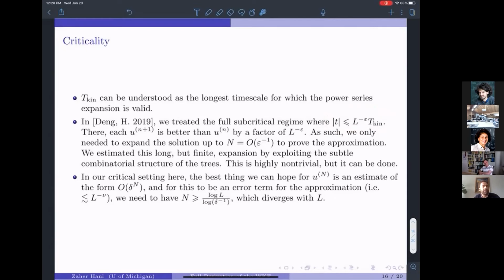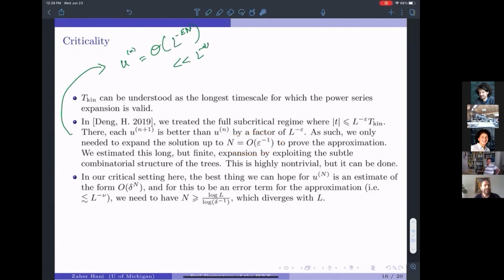And the reason for that is the following. In that setting, when you are only looking at this time interval, the n plus first iterate is better than the nth iterate by order of L to the minus epsilon, okay? And as such, if you look at the estimate, of course this is in caricature, the situation is much more complicated than that, but if you think of the nth iterate, then this would be order of L to the minus epsilon n, okay? Now, if you want this to be less than L to the minus nu, for example, then it is enough to take n to be order of epsilon inverse.